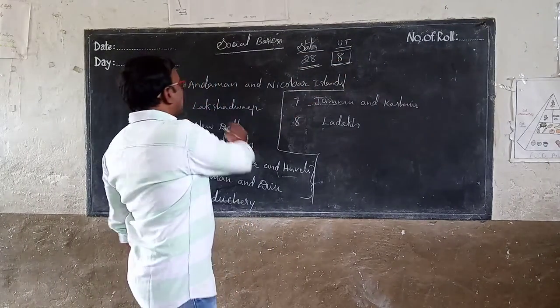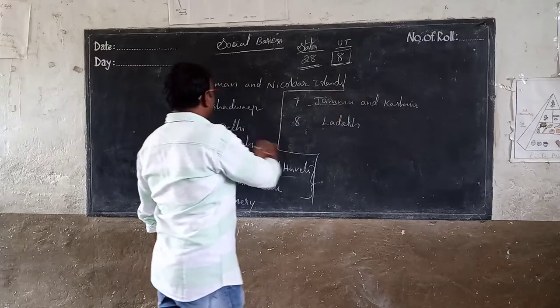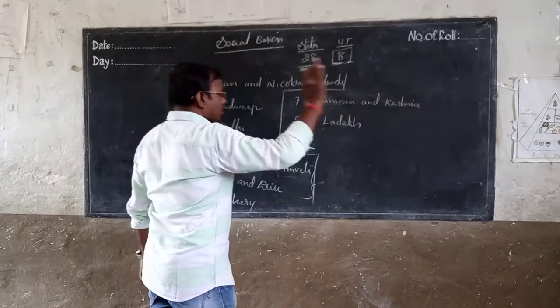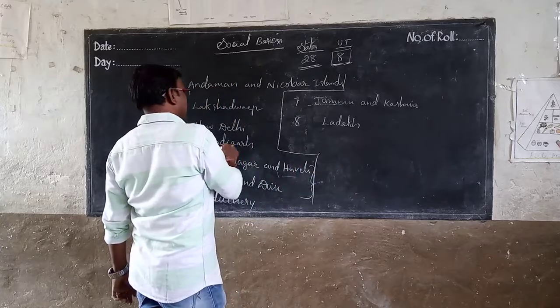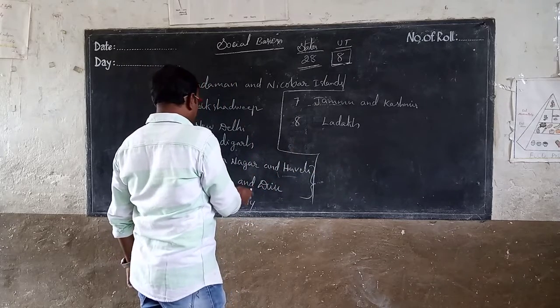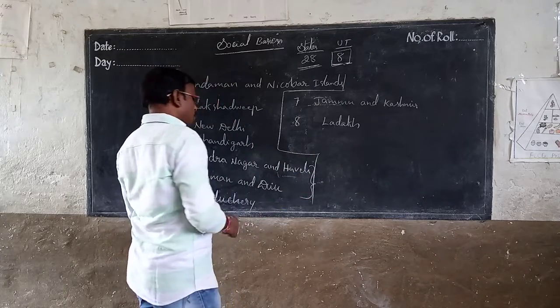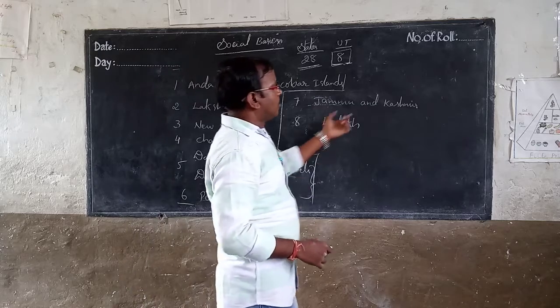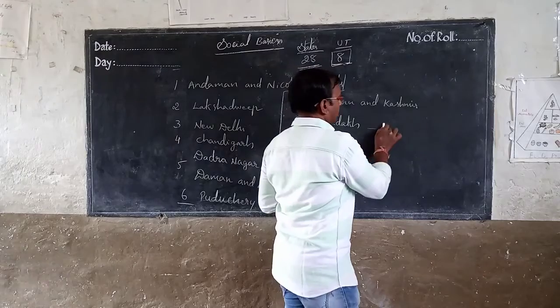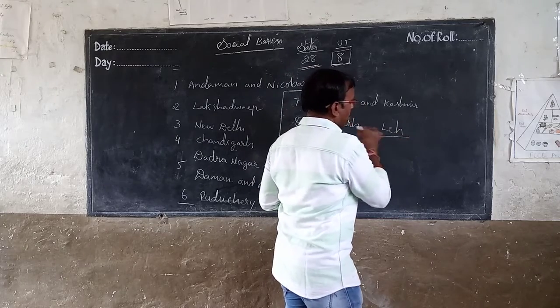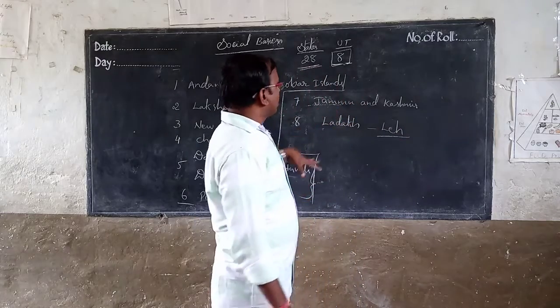Okay. So Andaman and Nicobar Islands, Port Blair; Lakshadweep, Kavaratti; New Delhi; Chandigarh; Dadra Nagar Haveli and Daman and Diu, commonly Daman; Puducherry; Jammu and Kashmir, Srinagar and Jammu; Ladakh, the new one, Leh. So these are the capitals.